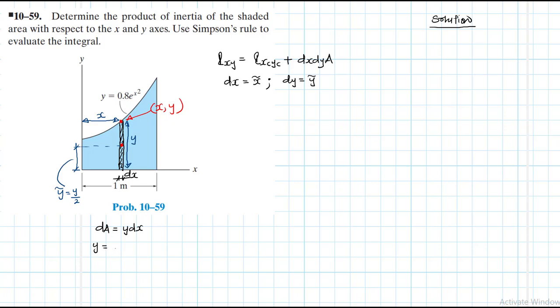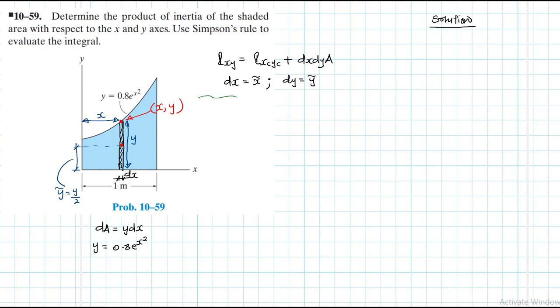and the function itself is y equal to 0.8 e to the power x to the power 2. Okay, so this e is a constant, right? Which is a 2.7 something, right? Okay, so there we go.